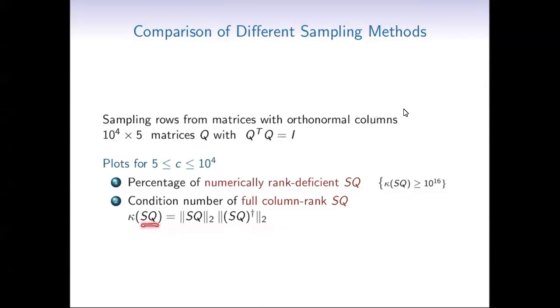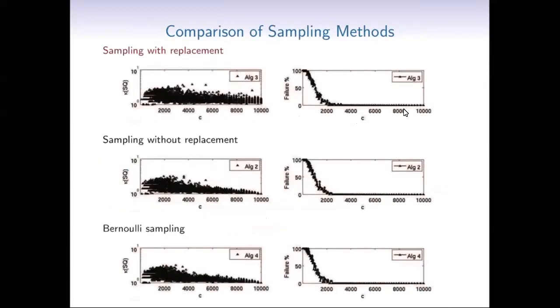So this is for the sampled matrix. If that is full rank, we can plot the condition number. Okay, so here you see 3 rows of panels. This is for sampling with replacement, without, and Bernoulli. It doesn't matter really what is shown. The 3 panels, the 3 rows look sort of the same. And that's the message that I want to get across.